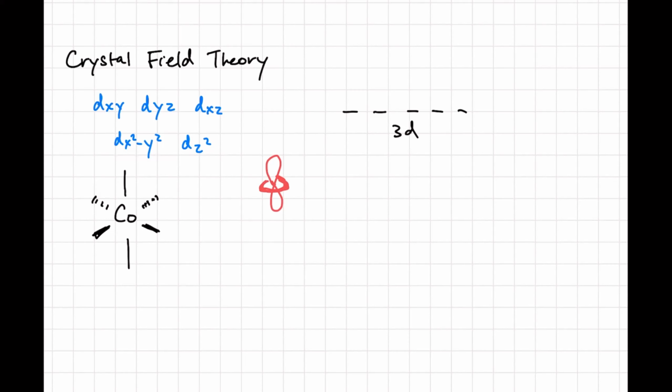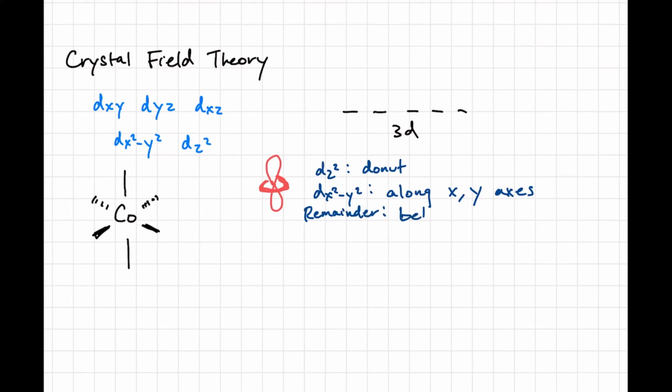So if I had to summarize, dz squared is the donut in the middle. dx squared minus y squared is along the x and y axes. Finally, these three, the remainder of them, are between the axes.